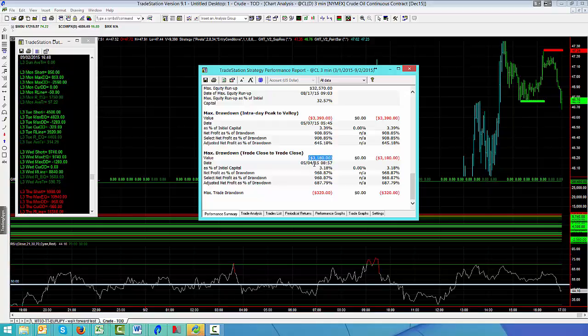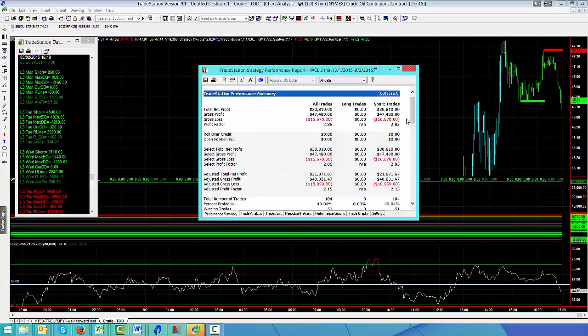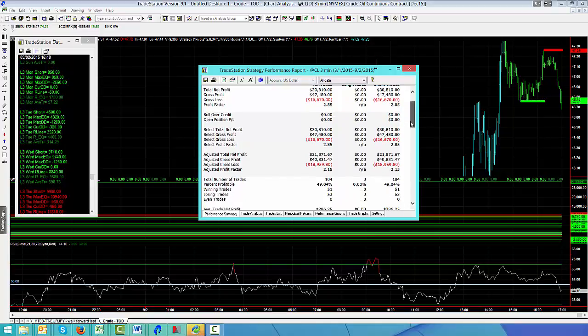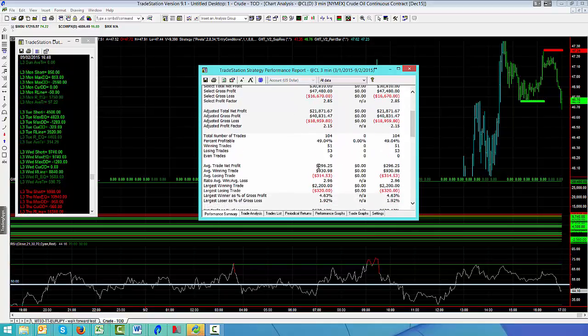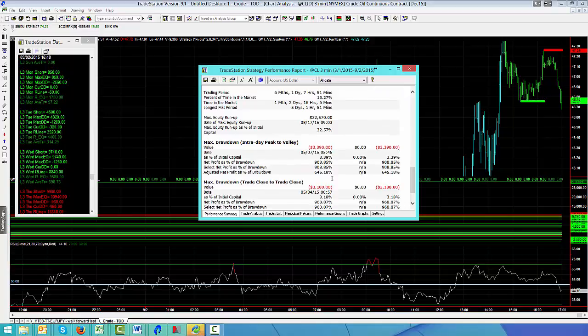Now with this strategy here, it's shorts only. So if we have a look at the performance here, it's looking only at shorts, and its performance is good. It's $30,000, average trade net profit of 296. So a really good reward to risk and overall a good strategy. However, we want to make sure that that's maintained through the course of running this strategy.